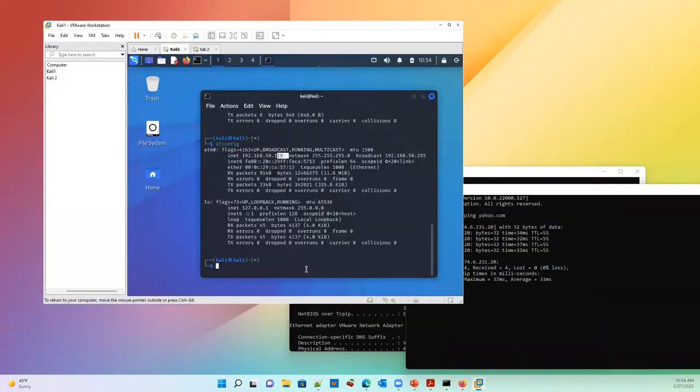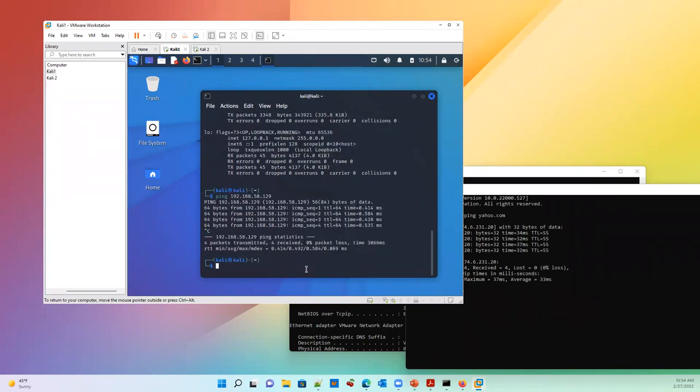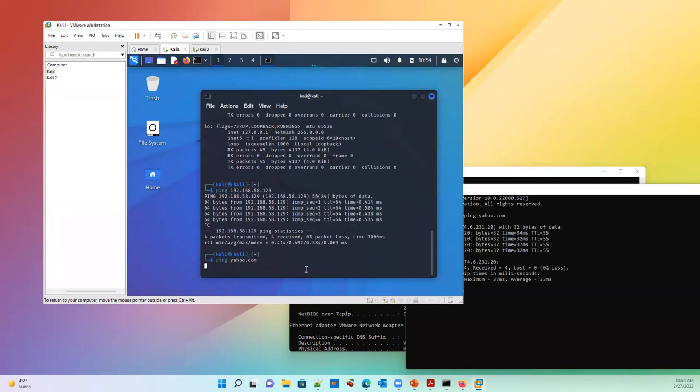129. Let's ping 192.168.58.129. Yeah, they're talking to each other. Let's then talk to Kali and one machine. You have built the two regional machines. Yes. All right. Okay. Now I can ping Yahoo because you are in a box. You are in a host-only network, so you cannot ping anything, okay?